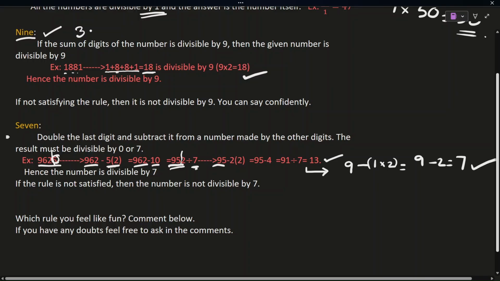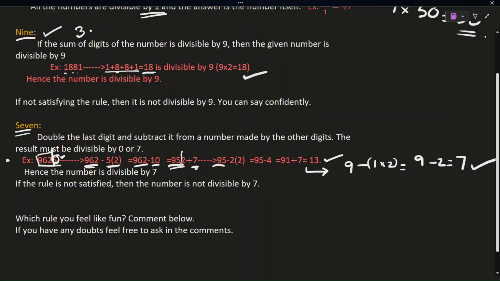This one you have to practice. Once again I repeat: double only the last digit. The number formed after leaving that last digit, you keep on one side, and subtract from it 2 times the ones place digit. Then the remaining answer should be divisible by 7. If you can divide it and see, you can do that.